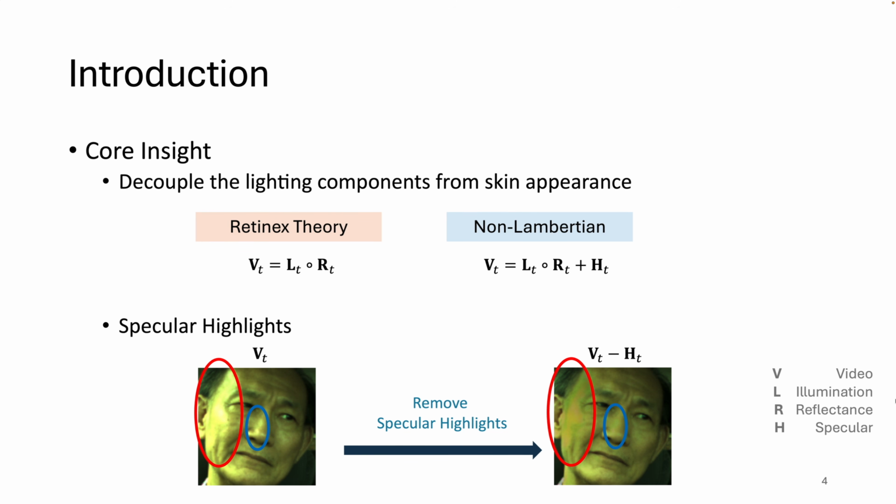Conventional Retinex methods decompose the image into illumination and reflectance, but they do not consider specular highlights. These highlights are strong reflections from the light source on the face, which can interfere with the subtle skin color variation that carries the physiological signal. Therefore, we adopt a non-Lambertian formulation that explicitly models reflectance, illumination, and specular highlights.